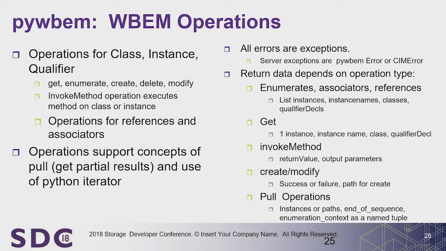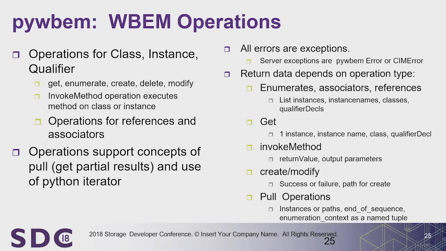That's it. So all of the things, classes, instances, qualifiers, I can get them, I can enumerate them, I can create them, delete, modify. The enumerate means different things to instances than it does to classes. Get classes means get me a bunch of classes. Enumerate instances means get me instances of this class. Okay? The invoke method is defined as part of a class. That's methods you want to execute on that class. And so that method executes on either that class or a specific instance of that class.